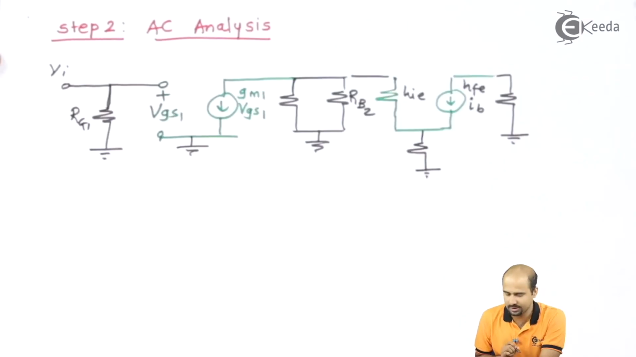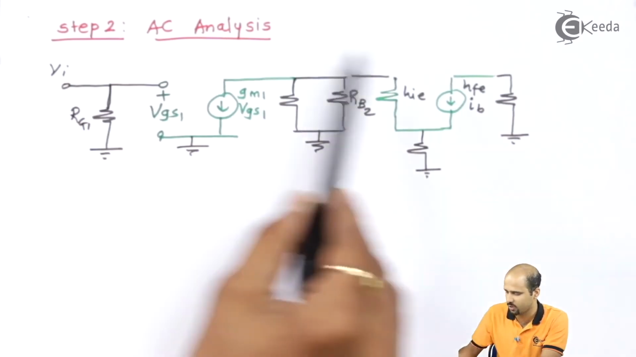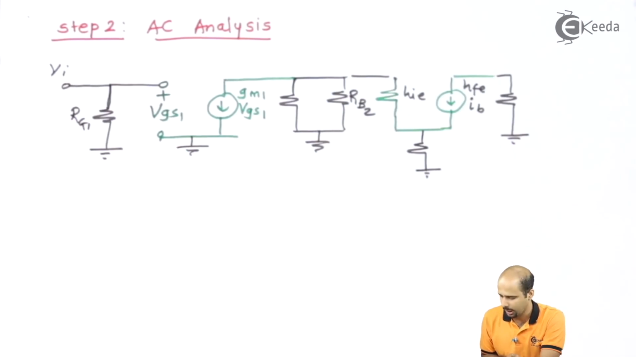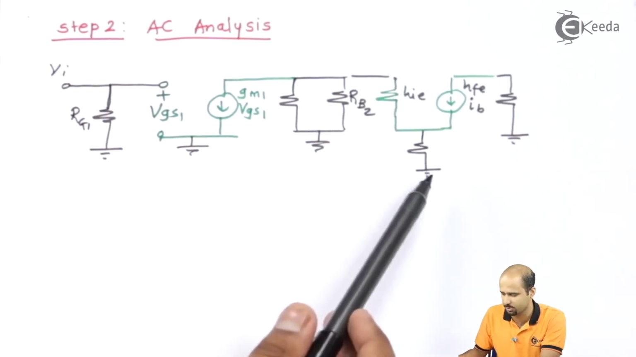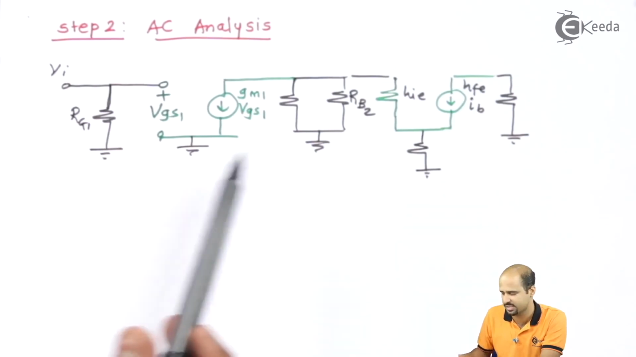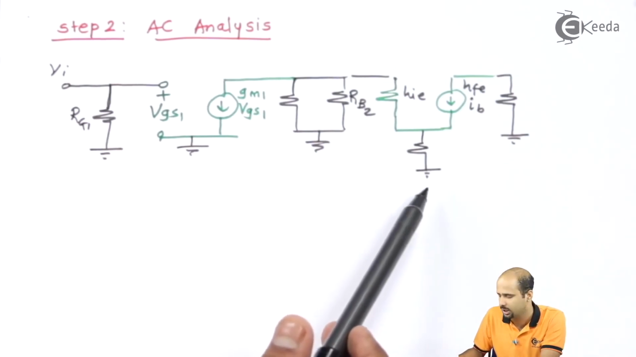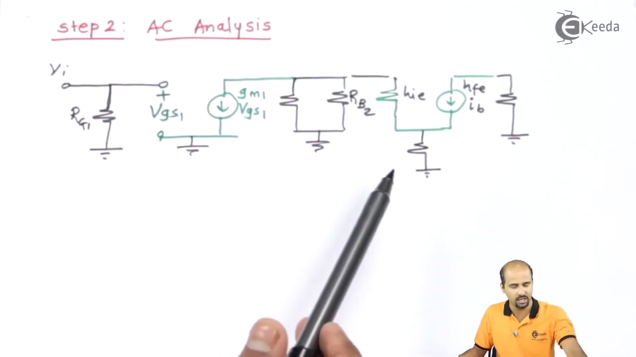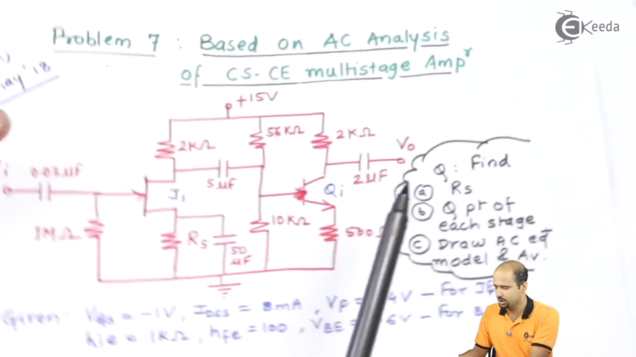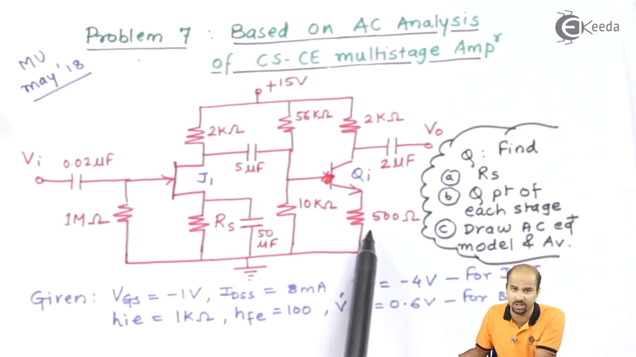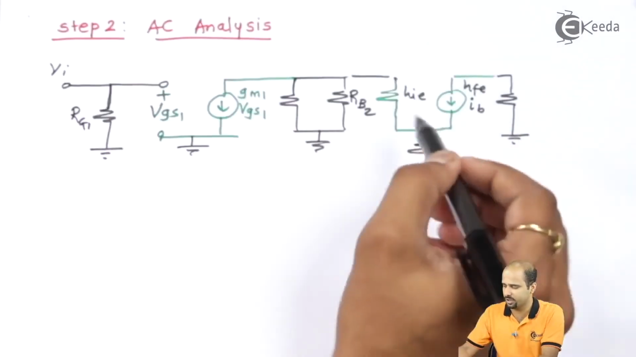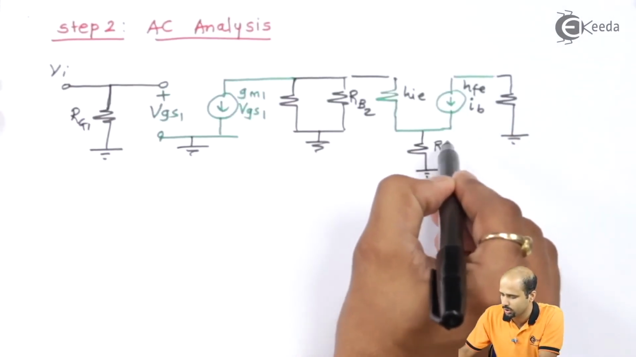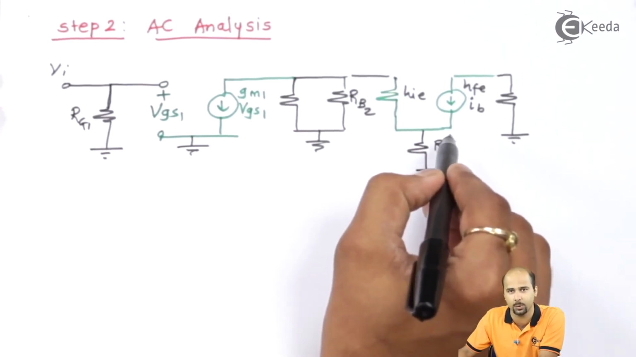Here now, in step number 2, we have to deal with the voltage gain. That is another finding asked in this numerical. So as far as AC analysis is concerned, we already have formed the AC equivalent model that comprises stage number 1 and stage number 2. Stage number 1 consists of JFET and stage number 2 consists of BJT. So in the BJT, if you note, here we have 500 ohm which is not yet bypassed. So I have to show that 500 ohm in the AC equivalent network.